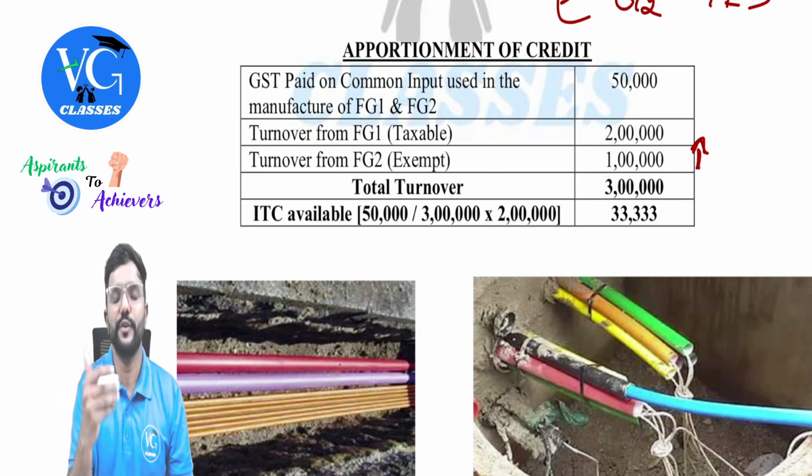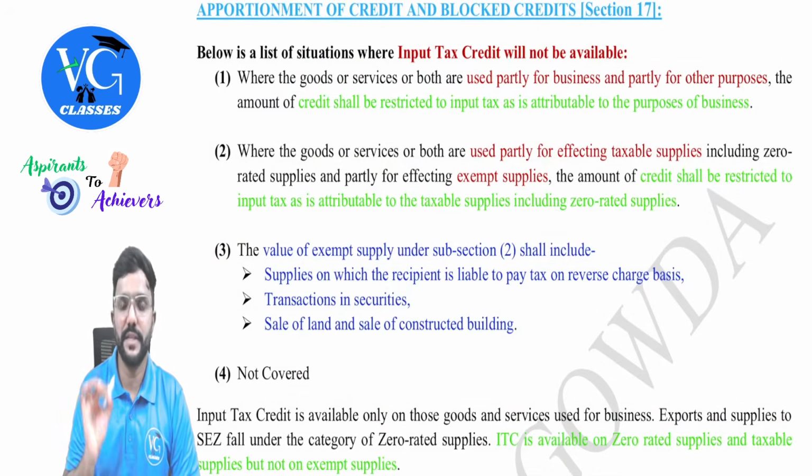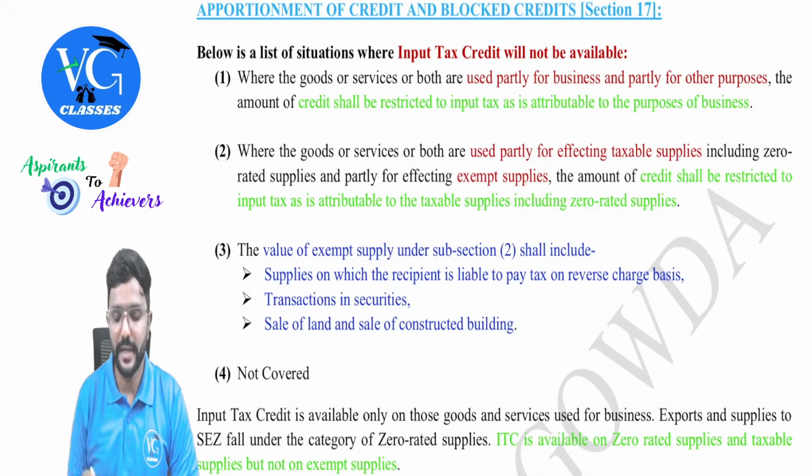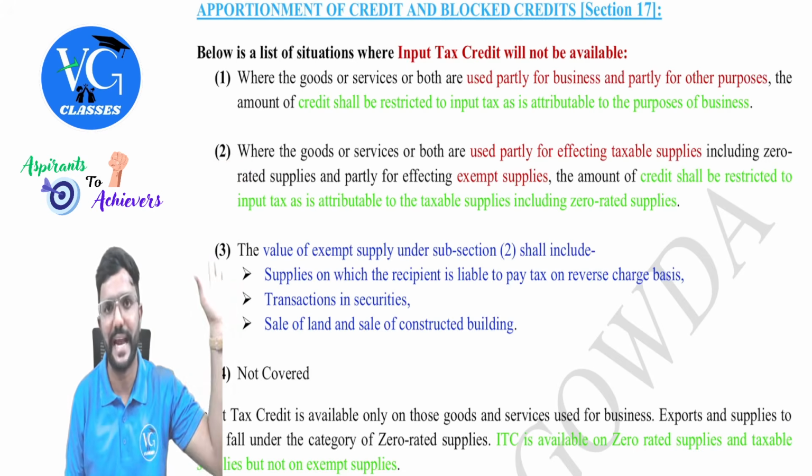They are trying to include a few things more. What is it? Subsection 3: the value of exempt supply under subsection 2 shall include. This is only for subsection 2 purpose, not for the entire Act.